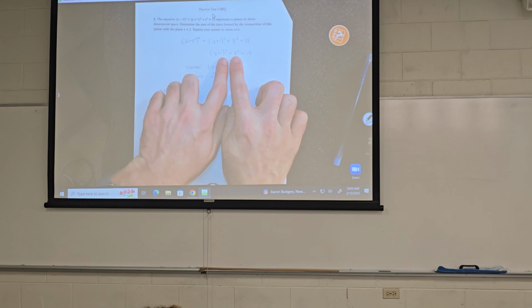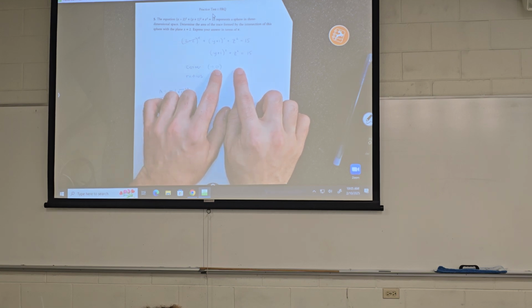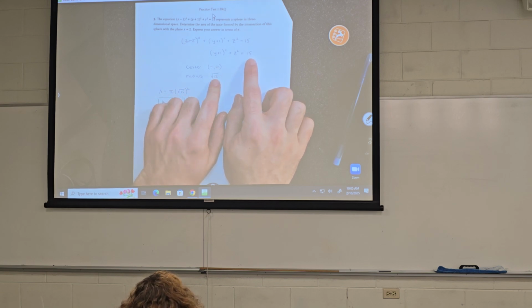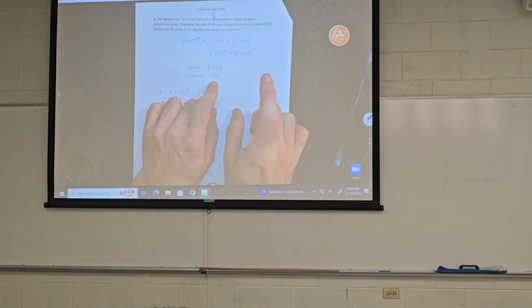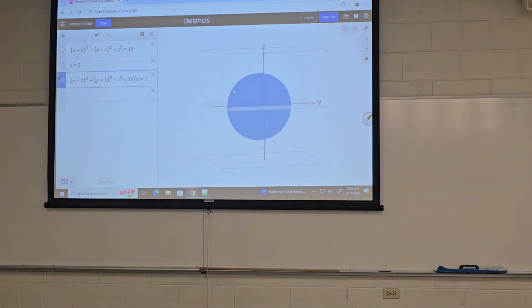This is the circle that we see in the YZ plane. So in the YZ plane, you see a circle with a center (-1, 0) and a radius of, careful, square root of 15, because it's r squared. So coming back over here just to convince you, if I look in the YZ plane, this is a circle with a center of (-1, 0) and a radius of square root of 15.